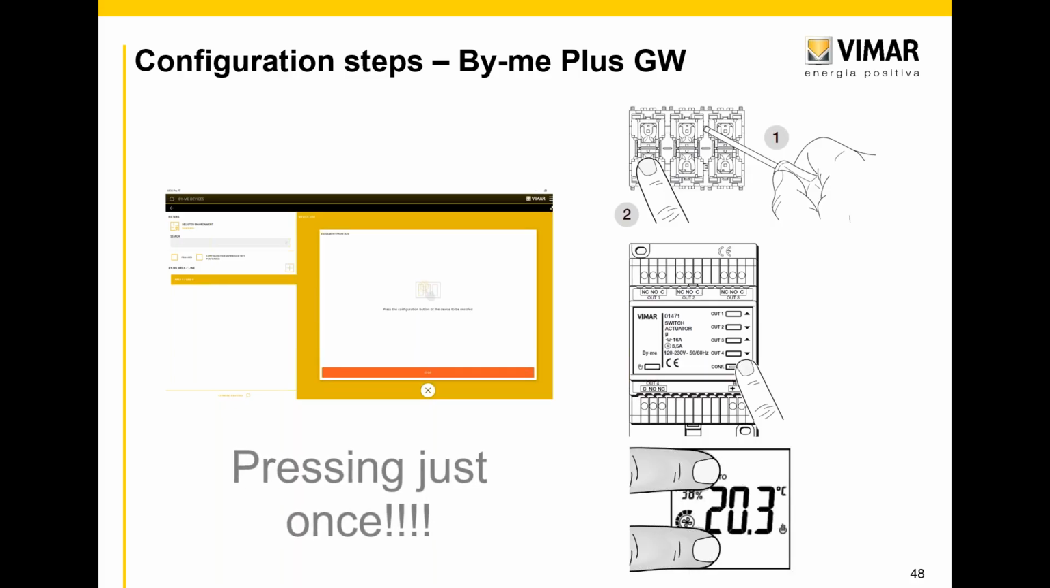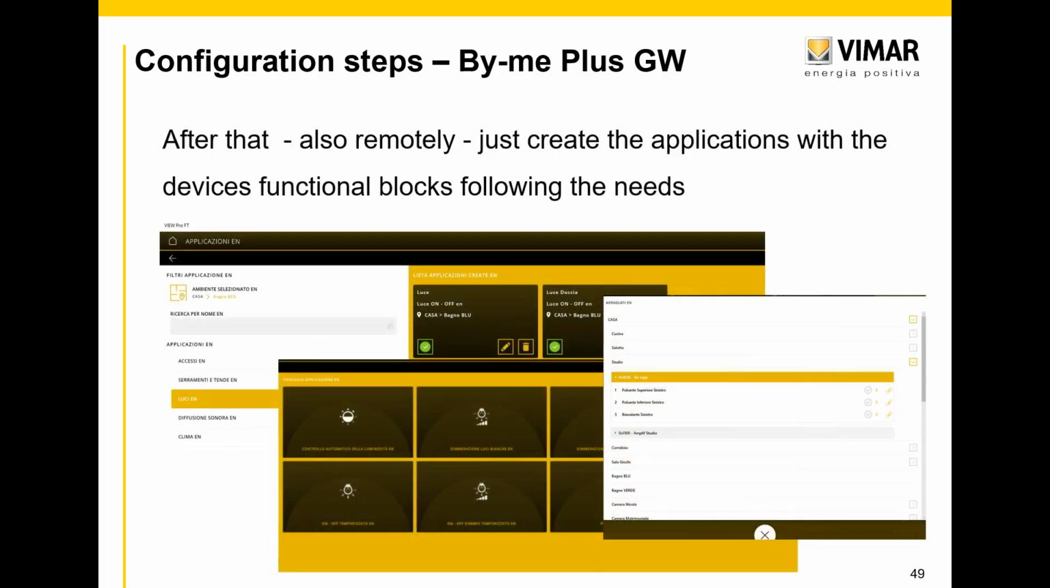Also important is that you have to press only once. So you do not have to return there and press again when you have to create other functionalities. After that, even remotely, and this is a big advantage, we are able to create the application. The app and the gateway already know which devices you have, and then allow you to create the application. So for instance, create a new application, light bedroom. You enter the bedroom, type a new function, light, and write the name as well.